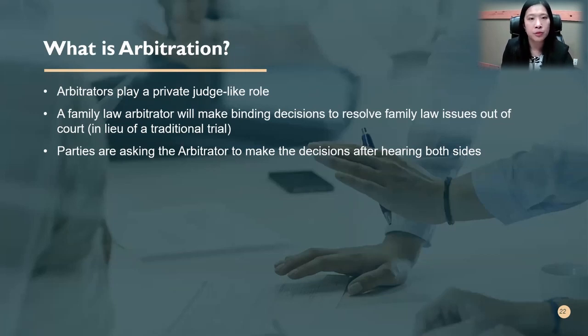Now, as a brief overview of arbitration, what is an arbitration? Well, arbitrators are pretty much a private judge. A family law arbitrator will make binding decisions to resolve family law issues outside of court in lieu of a traditional trial. Basically, the parties are hiring a private arbitrator to make the decision after hearing from both sides. So the important thing to note is that when you go through a family court, you could, of course, have your traditional trial with a judge if you fail out of all the mediation options. However, a trial is still extremely adversarial, very much so, and it will involve your client taking the stand, waiting quite a while sometimes for a judge to be available.